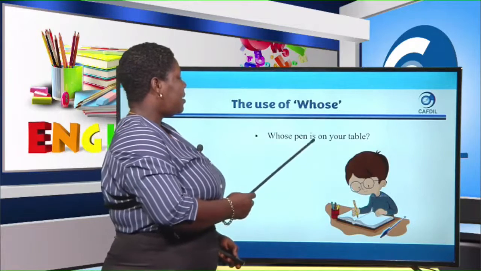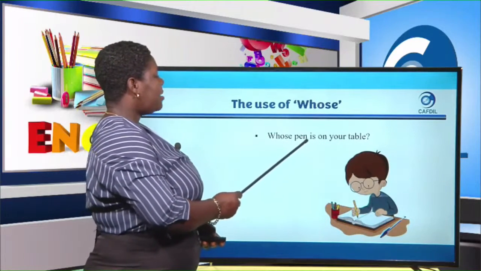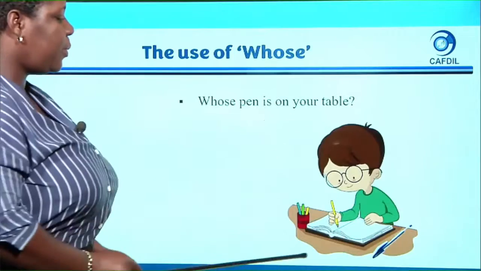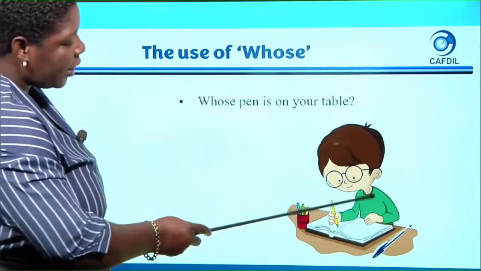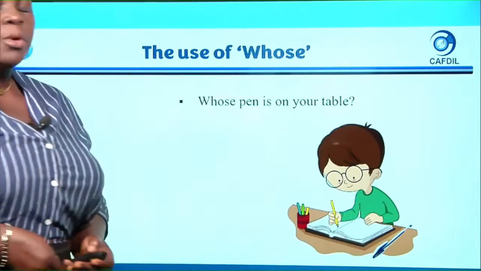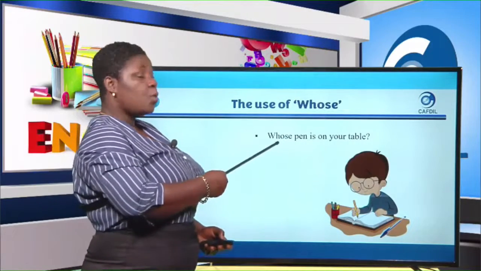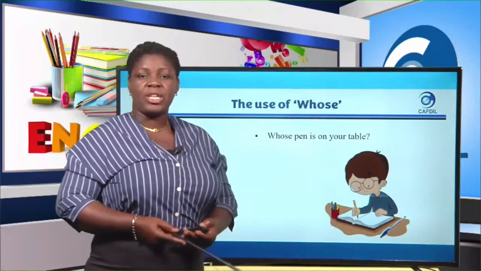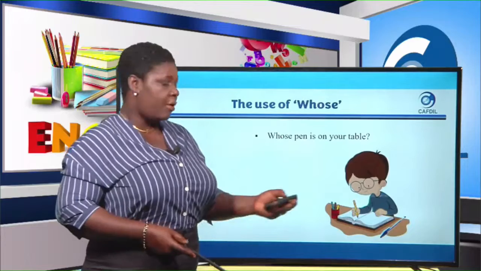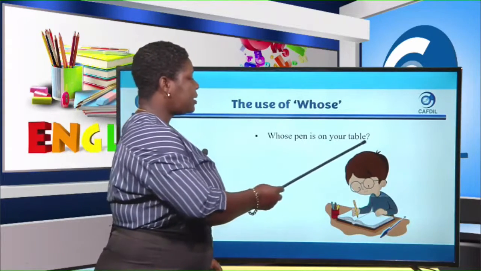Whose pen is on your table? Now there's a young boy here. There's a pen on the table. We want to know the owner of the pen. So we are using whose to ask a question about the owner of that pen. So whose pen is on your table?